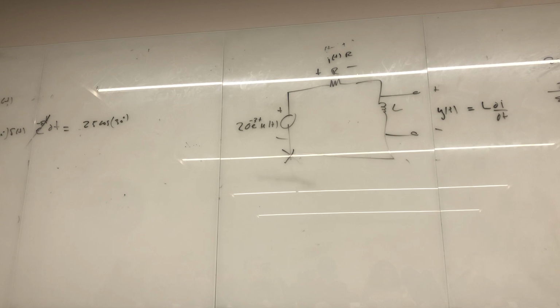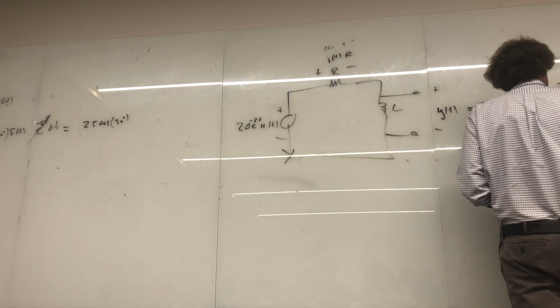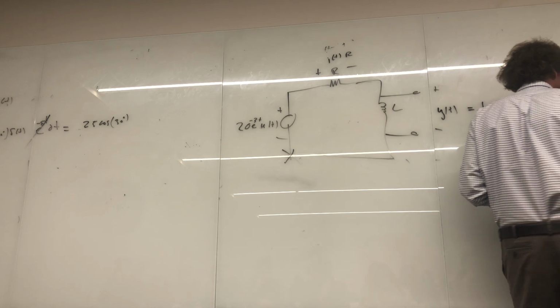Now what are the values for R and L for this one, by the way? R is 10, and L is 50 millihenries. So that's 5 times 10 to the minus 2, right? Correct, class? Now I factor out the I of s. I want to get everything next to I of s, because that's what I'm solving for. So I get I of s times the quantity 10 plus 5 times 10 to the minus 2 s, equal to 20 over s plus 3.